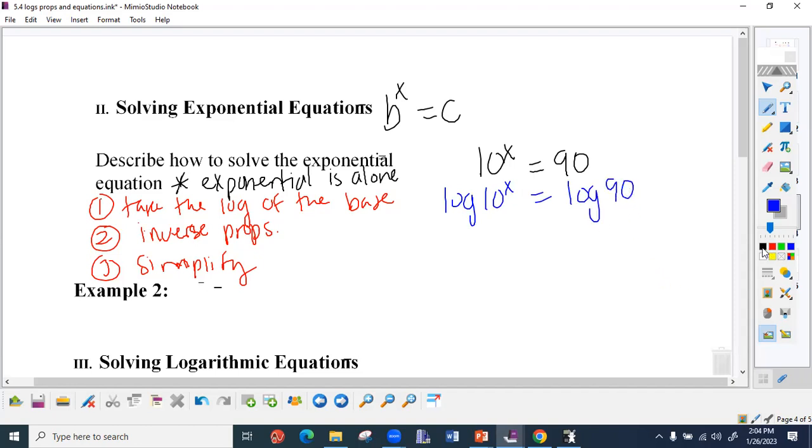Okay, using inverse properties. Remember, this is common log, so even though I don't see it, the base is 10. Using my inverse properties, these are going to cancel each other out. My exponent is free. So we have x equals log of 90. And that is my exact value. If it asks for an approximate, then I would put log of 90 in the calculator and I get an approximate value, okay? So it's completely simplified. I can't go any further, and that's it.